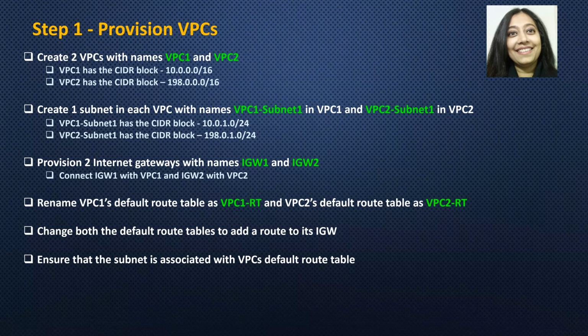So in my case, I'm going to create two VPCs with names VPC1 and VPC2. And these are the CIDR blocks of both the VPCs. Of course, you are free to give whatever names that you like, and you are free to choose whatever CIDR blocks that you like, right? I'm just using these CIDR blocks and these names. And this is just for consistency and just to make it simple enough for everybody to understand.